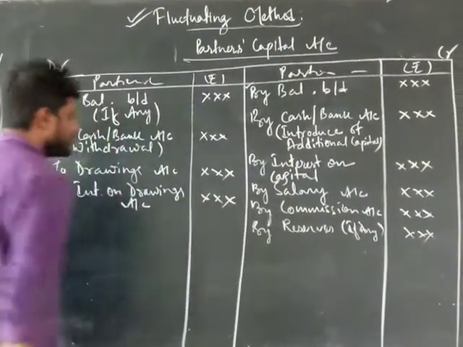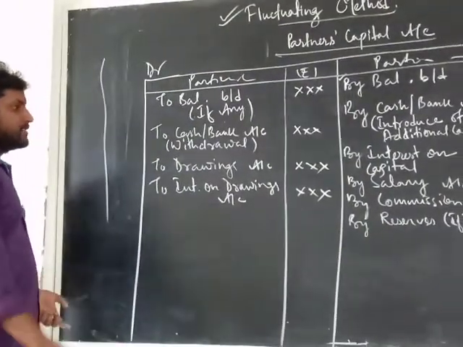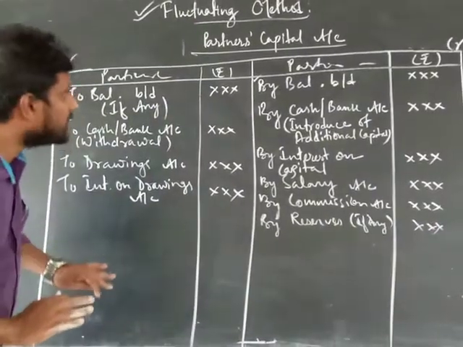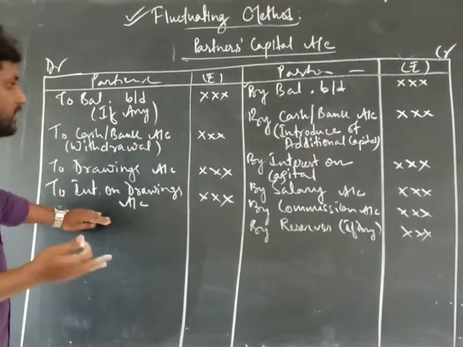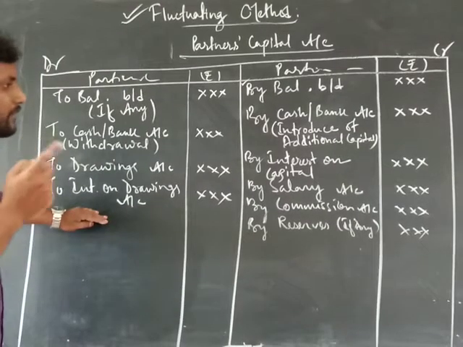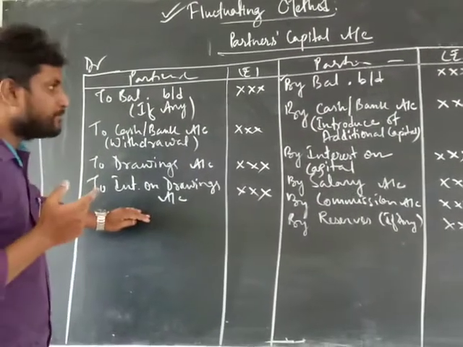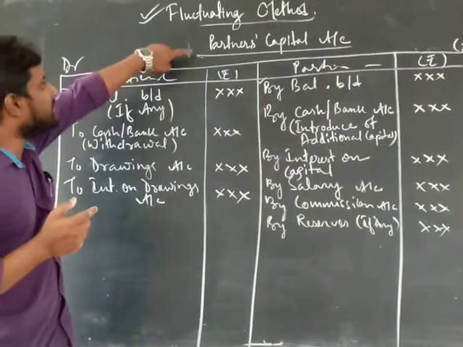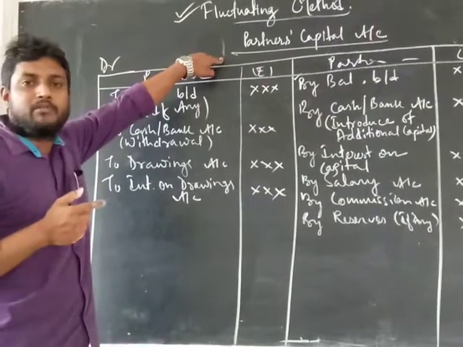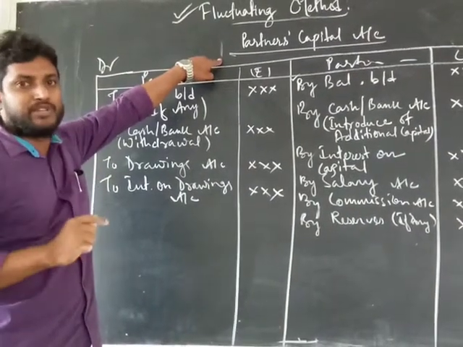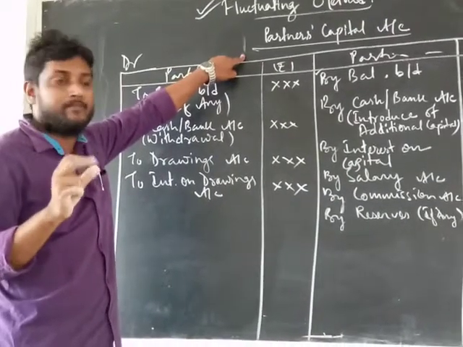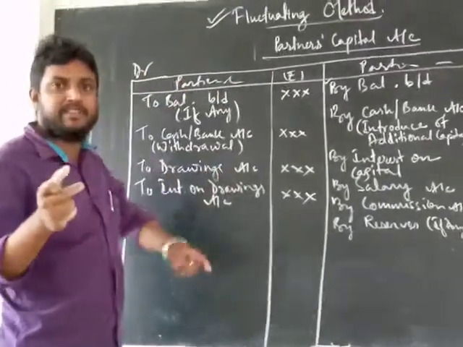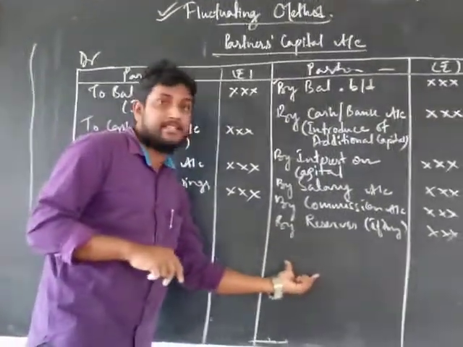Understood? To interest on drawings. Next, I think all the items related to this have been brought. Now, one more thing we have to draw. And what is that? Before preparing this partners capital account, we normally prepare what? PL appropriation account. And from that account, we find some balancing figure. We have to bring that balancing figure in here, in this account.